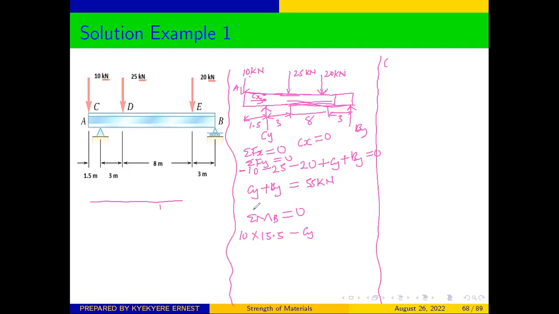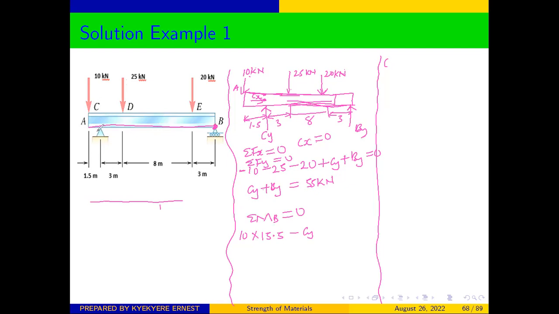Now, we are taking moment at B. So this is where we are taking our moment from. Therefore, the distance of this 10 to where we are taking our moment is going to be 1.5 plus 3 plus 8 plus 3, which is going to give us 15.5.